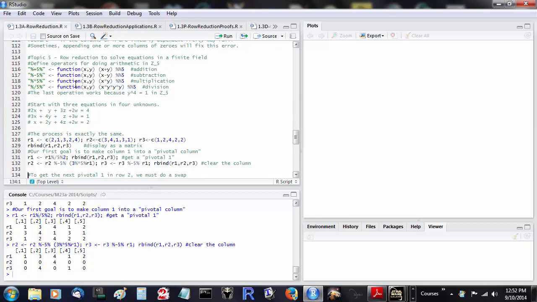What do we do next? We have to subtract 3 times the top row from the second row. We have to subtract the top row from the third row. And in doing that, we have cleared the first column.